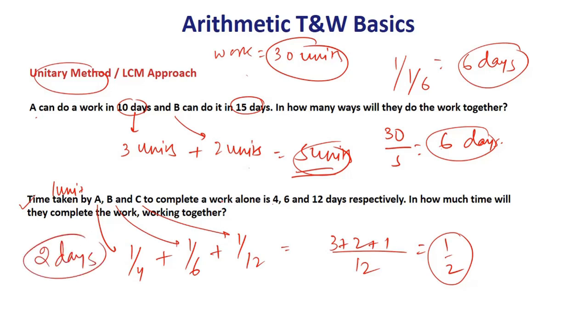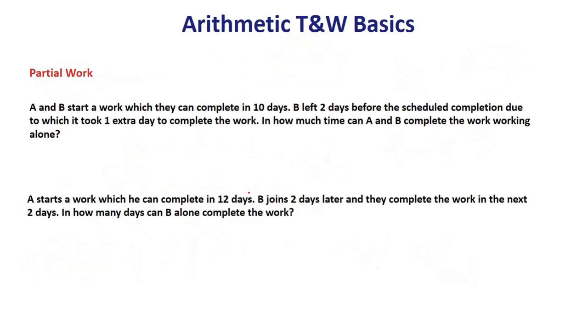You can do it again using LCM method. 4, 6 and 12. LCM is 12. So let's say the work is 12 units. In that case, work done by A in a day will be 3 units, by B will be 2 units and by C will be 1 unit. The combination will do 6 units in a day and hence the time taken should be 2 days. So if you are not comfortable with fractions, if you are comfortable with integers, you can take LCM method, and if you are good with both, you can take either of them. Right? Let's move forward and see a few more aspects.